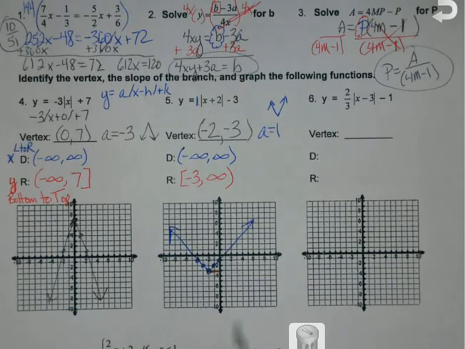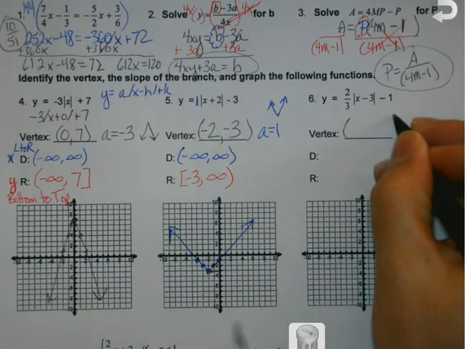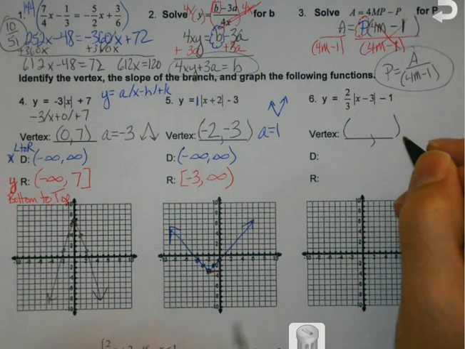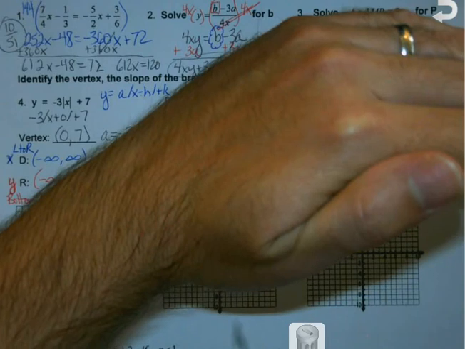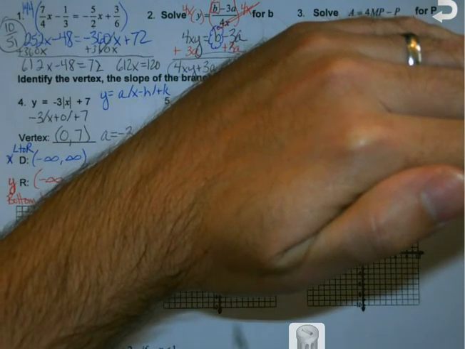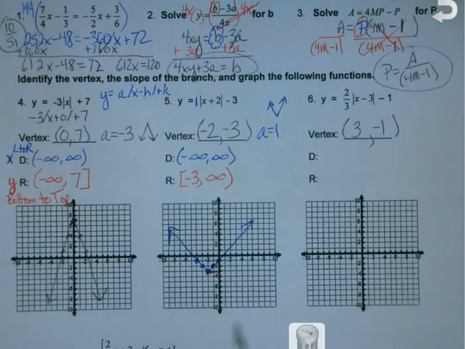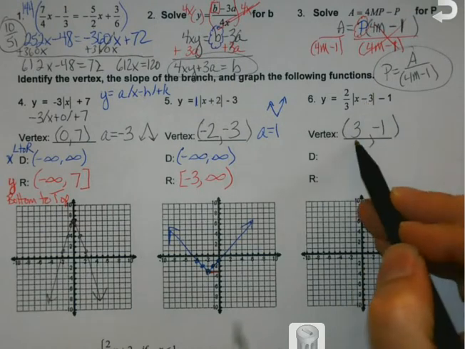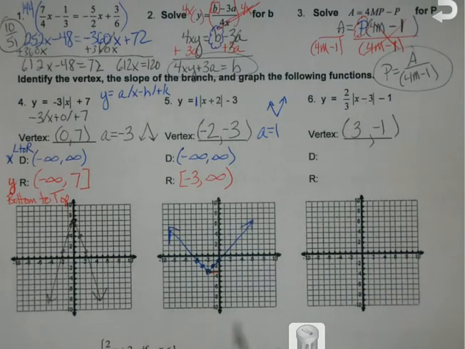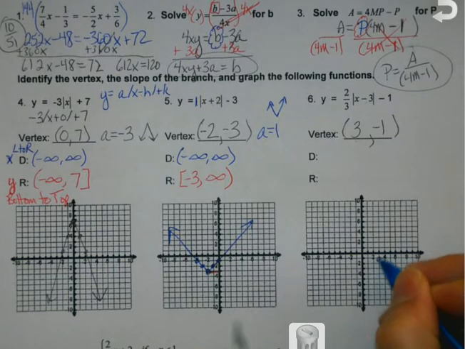So last one. Vertex. Cover mine up for a minute. I want you to try and figure out what the vertex should be on this one. All right, are we ready? Opposite of negative 3 is positive 3. Keep what I have on the outside. So 3, negative 1.